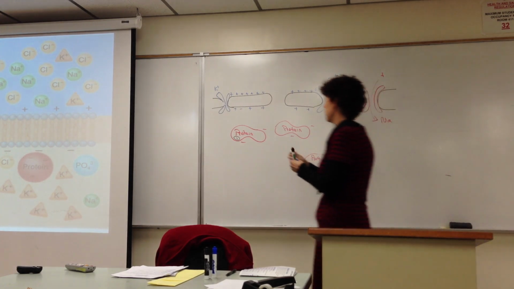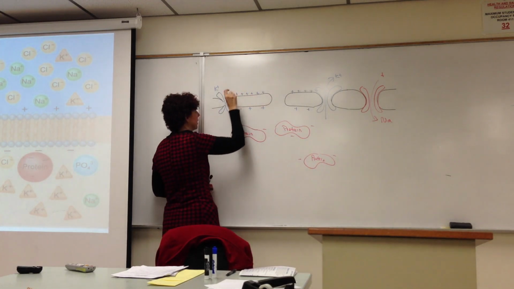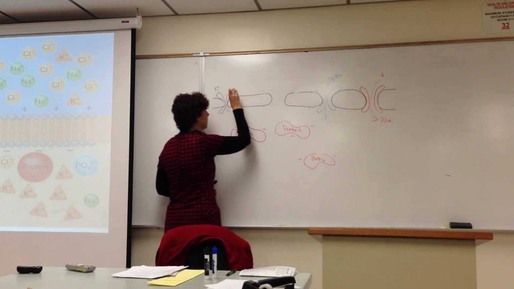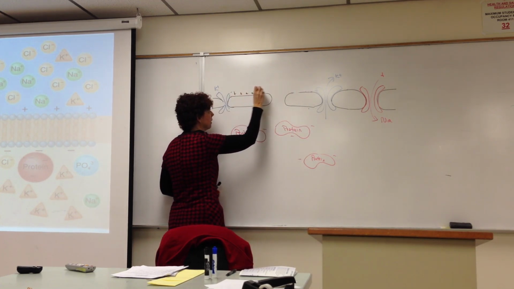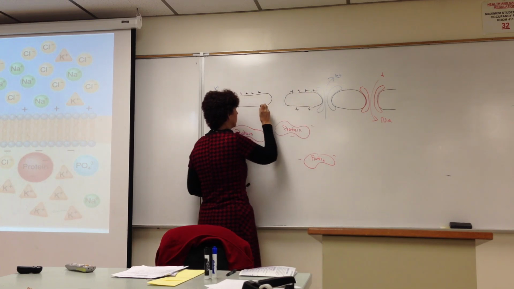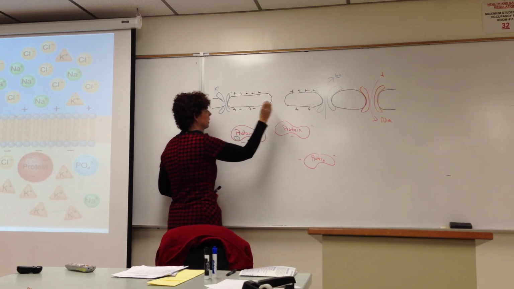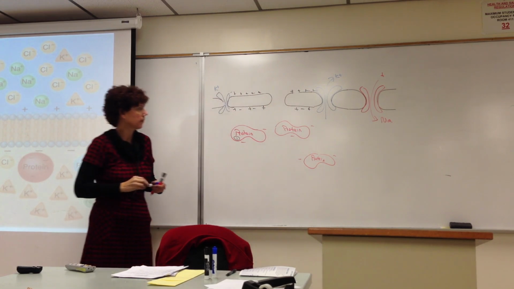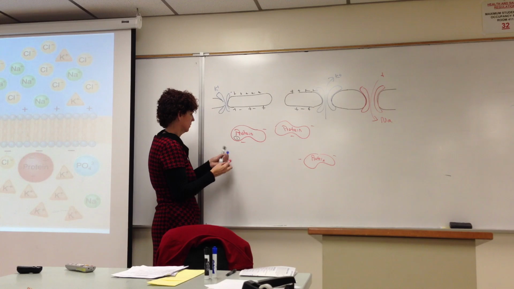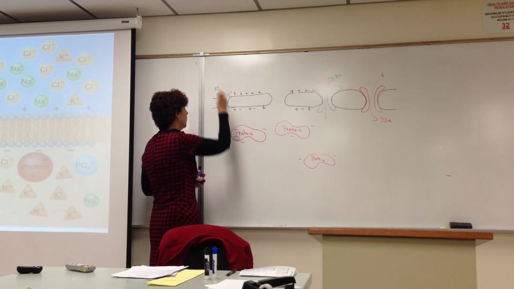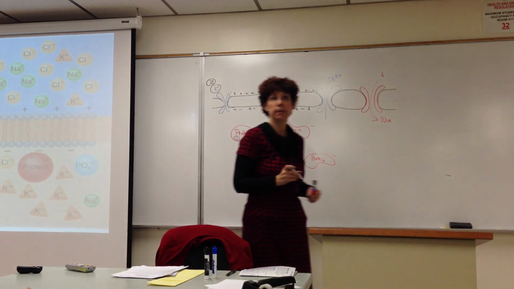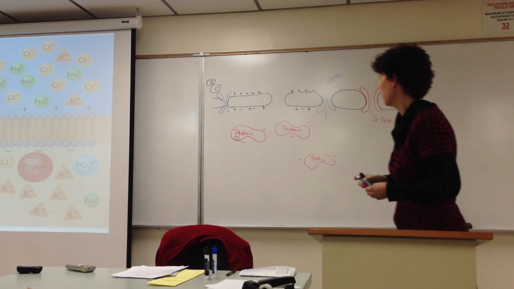I should probably change these positive charges here to black because I don't want you thinking these are all potassium ions. So that would be the second reason. Permeability. More permeable to potassium than to sodium.